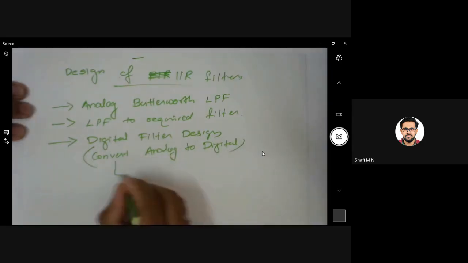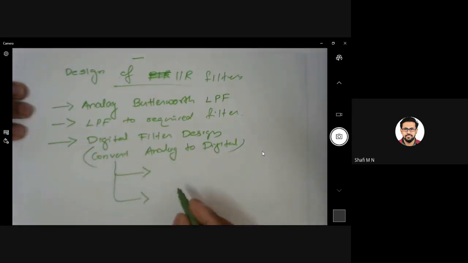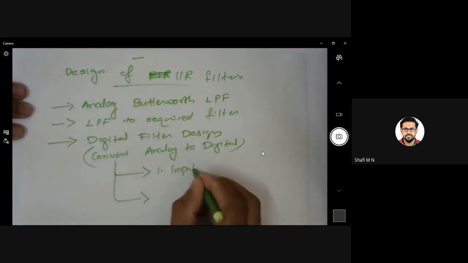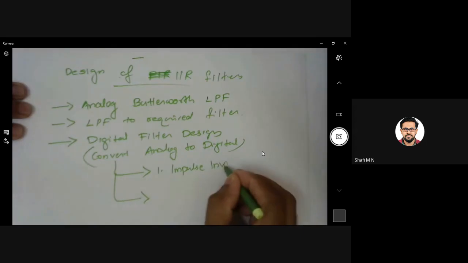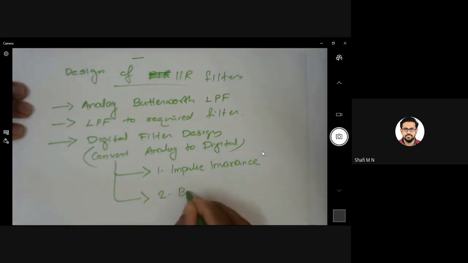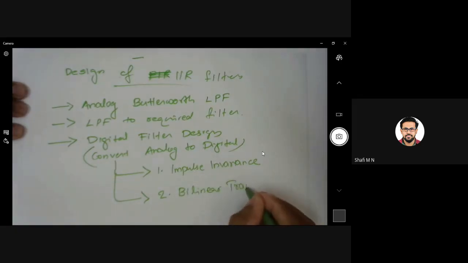And this can be done in two ways, or we have two methods to do that. The first method is called the impulse invariance method. And the second one is called bilinear transformation.